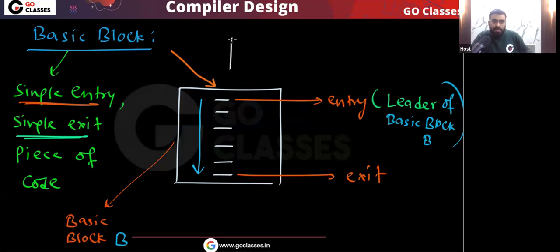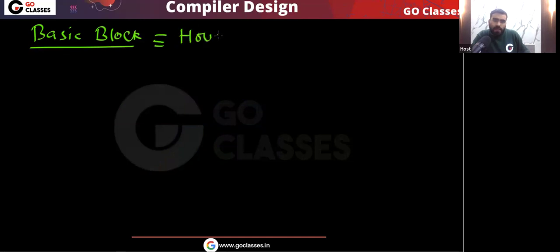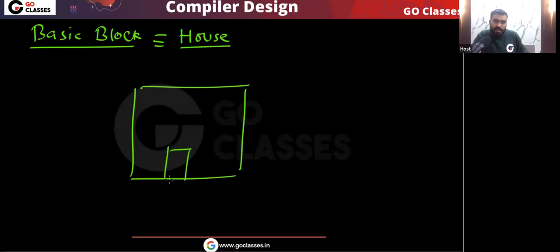Is this clear? So to this entry, you can come from many sides. It's like this is the only door, the entry gate in your house. See, a basic block is like a house. You can consider that similar to some house. Let's assume this is your house. In this house, this is the entry gate, and let's assume this is the exit gate.